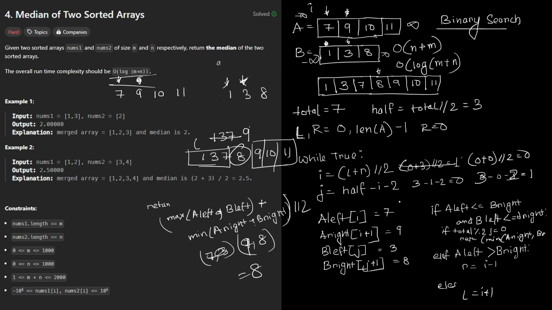So here, if our i is less than 0, then it is going to be minus infinity. If i plus 1 is greater than length of A, then it is going to be positive infinity. Similarly, if j is less than 0, it is going to be minus infinity. And if j plus 1 is greater than length of B, it is going to be positive infinity. So in this way, it's going to work.